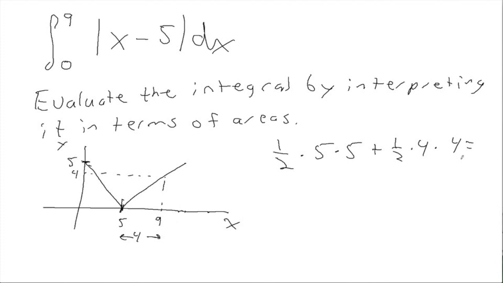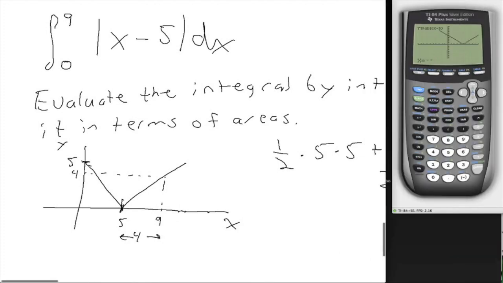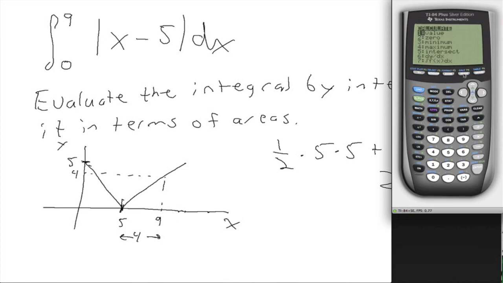Did you get an answer? 20.5. Yep, 20.5. So what's the answer to the question? The area is 20.5. That's right. How could we check this now on the calculator? We could take the definite integral. So let's give it a shot. Second calc. 0 to 9. And we get 20.5.